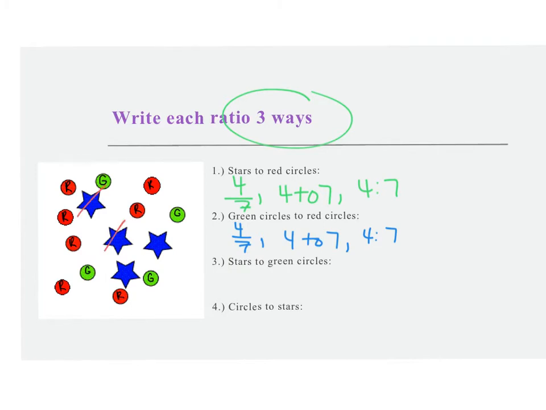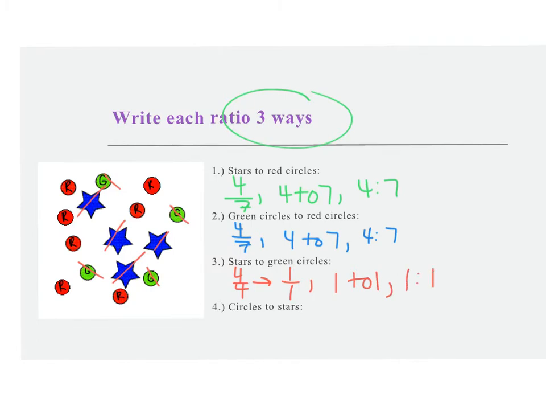All right, the next one says stars to green circles. So we have 1, 2, 3, 4 stars to green circles, 1, 2, 3, 4. So that's 4 over 4. And we have to think, what can we divide both of those numbers by? We can simplify that to 1 over 1, because that's just saying there's 1 star to every 1 green circle. So we would write this as 1 to 1, and then finally 1 colon 1.